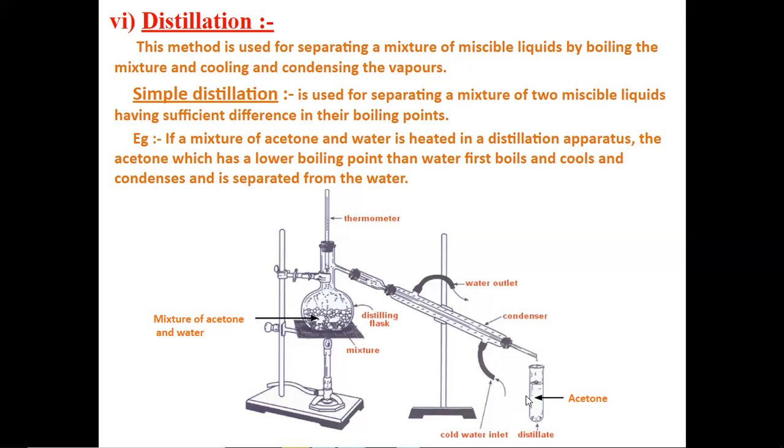So what is the principle that you need to remember? Here we separate two miscible liquids which have different boiling points. We provide the heat, we boil the mixture, and the two liquids will get separated because they have different boiling points. This much you need to remember. So please write the definition and the whole process. You need not draw the diagram. It is there in the book also.